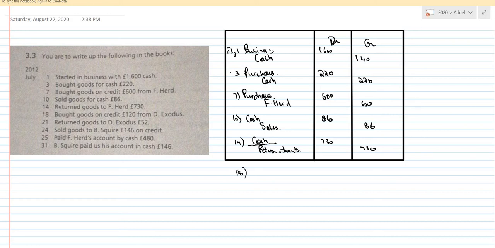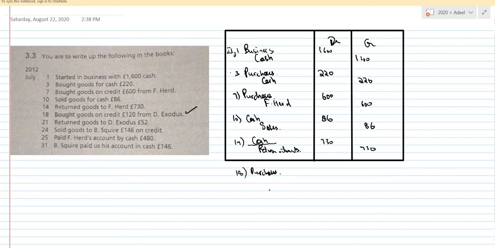18th. Bought goods on credit 120 from D Exodus. Purchases, debited or credited? Purchases debited, since you bought goods. It would be debited on credit.